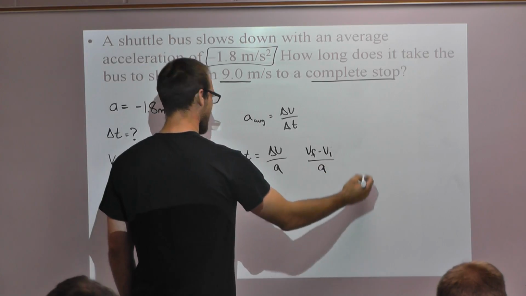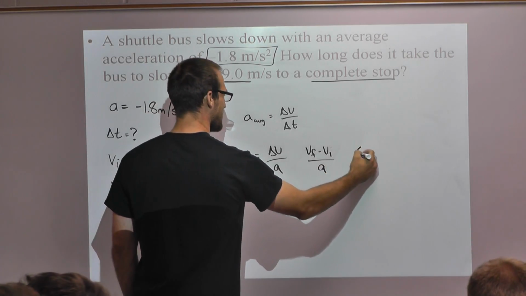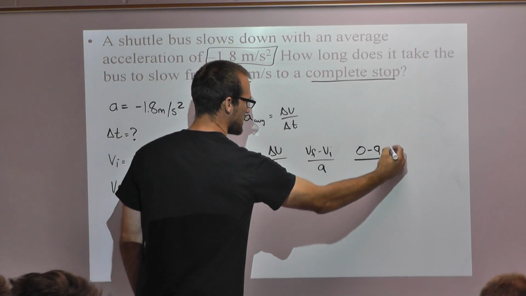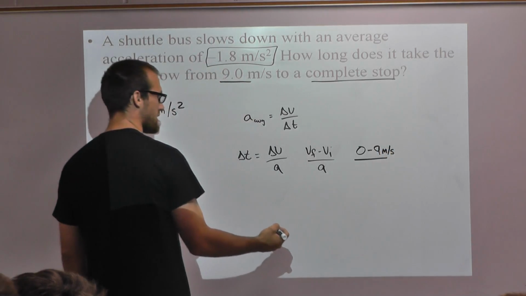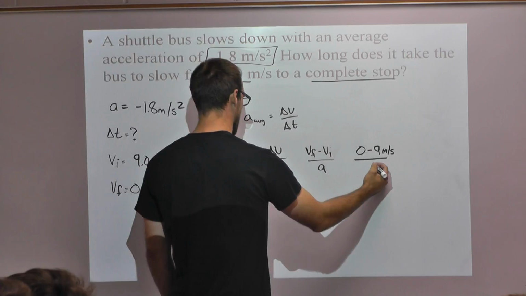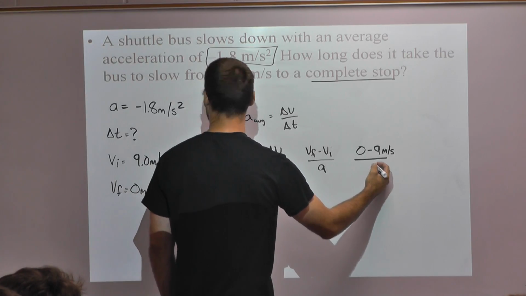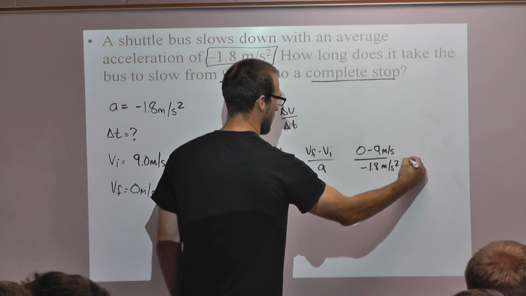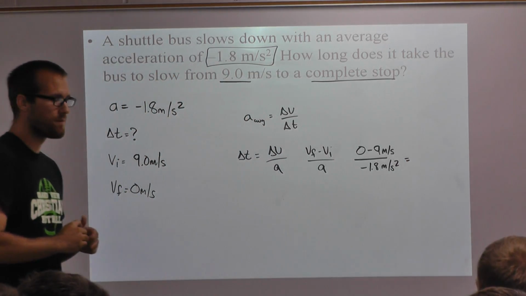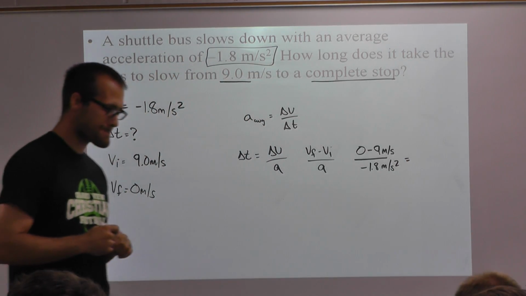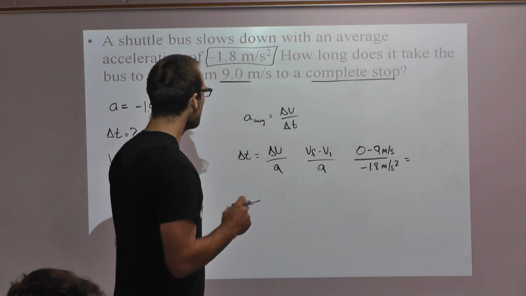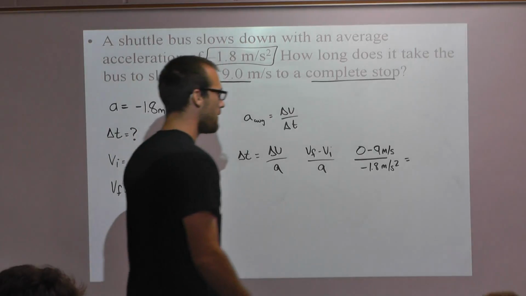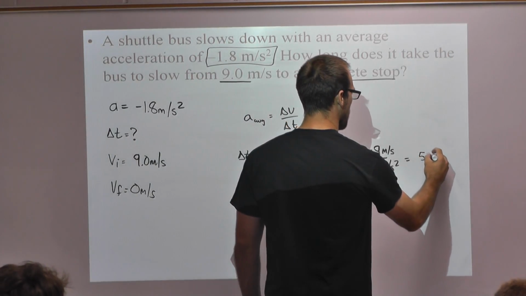So embarrassing. So 0 minus 9, I should put in the units, divided by the negative acceleration here. Negative 1.8 meters per second squared. That's 5 seconds. Sig figs would tell us 5.0 seconds. Well, we're not worried about that. Sig figs don't matter.